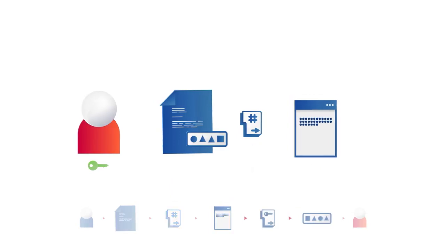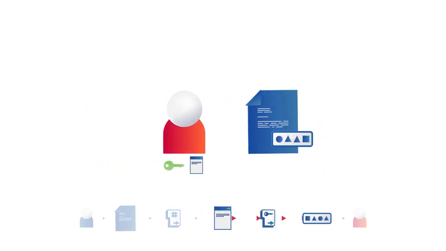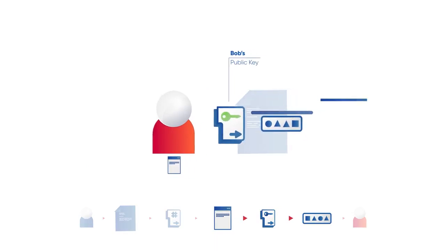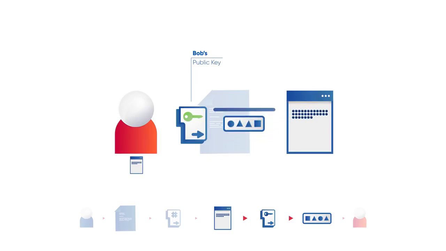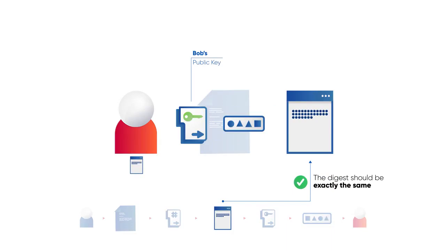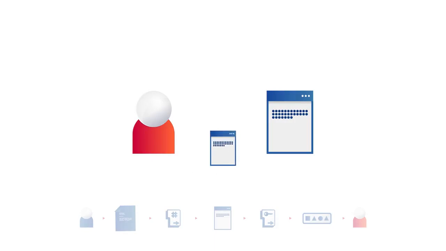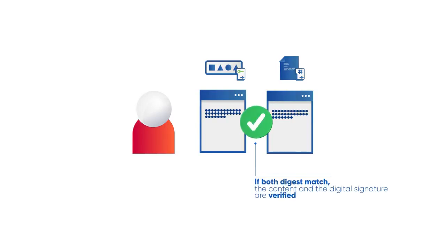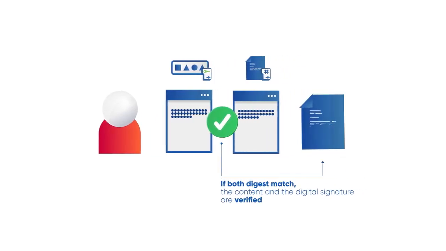Additionally, as Bob ran the digest through his private key algorithm to create the digital signature, Alice can decrypt the digital signature with Bob's public key algorithm to also get a digest. If the signature is untampered, the digest should also be exactly the same. Finally, Alice will have two digests, one based on the digital signature and the other one based on the content of the document. If both digests match, then Alice can be sure that the message hasn't changed in transit and verify that Bob is actually the author.